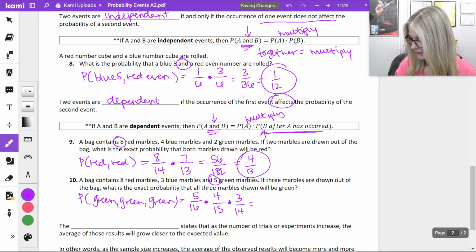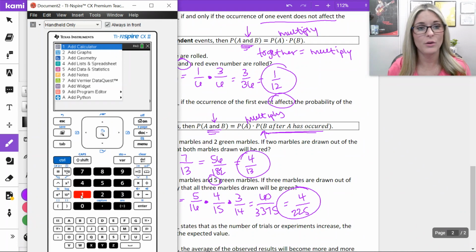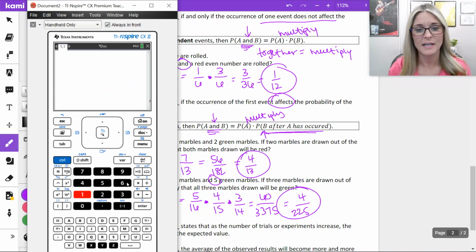So let me grab the calculator. Multiplying across the top, we're going to get 60. Multiplying across the bottom, here we go, 3,375. On the calculator, check to reduce, and it does 4 over 225. Let me just show you that really quick. So on your calculator where I multiplied and then I got my fraction here, the 60 over 3,375, it instantly will give you that reduced fraction, okay?